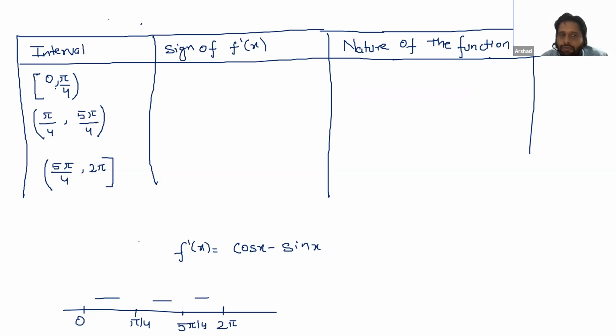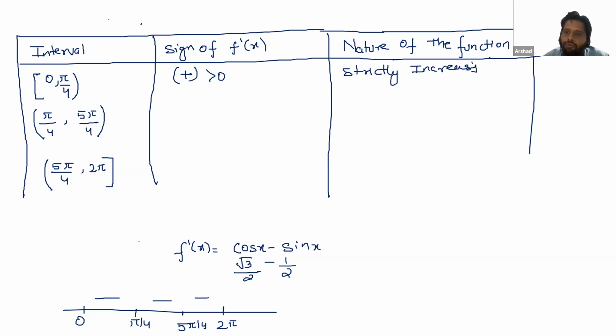For 0 to pi by 4, we check for 30. Cos 30 is root 3 by 2, minus sine 30, which is 1 by 2. So it is (root 3 minus 1) by 2, which gives a positive answer. So this is greater than 0, strictly increasing.